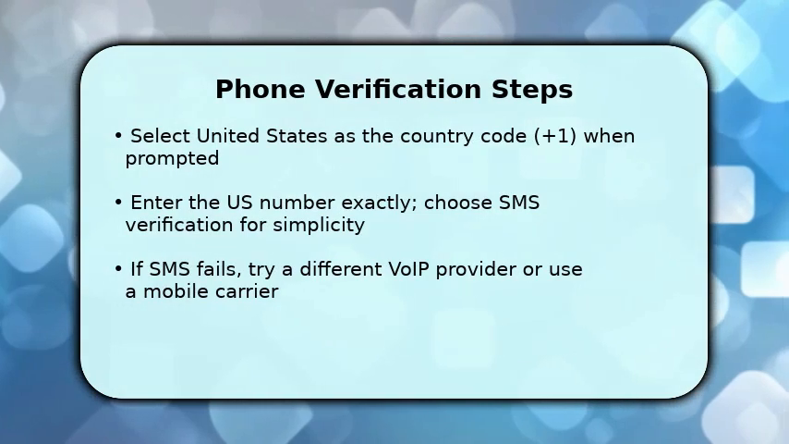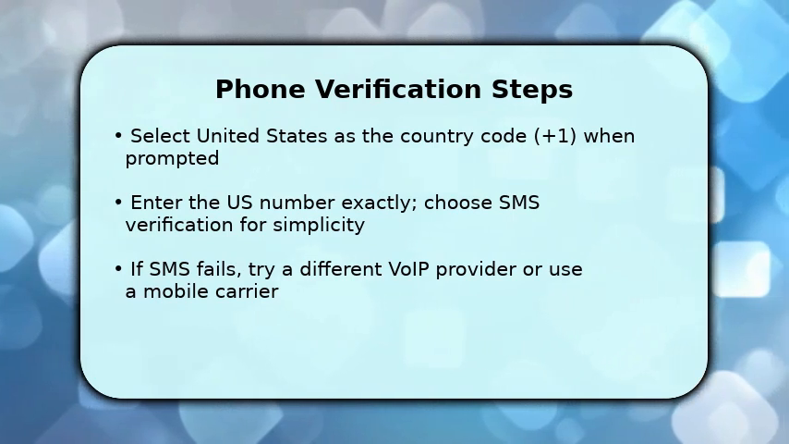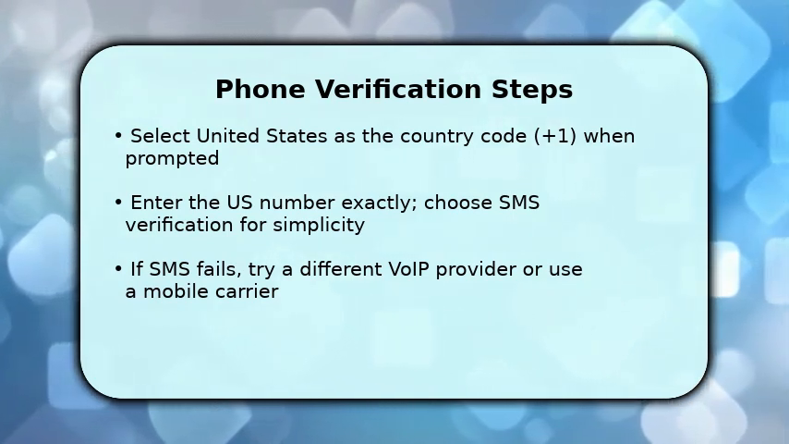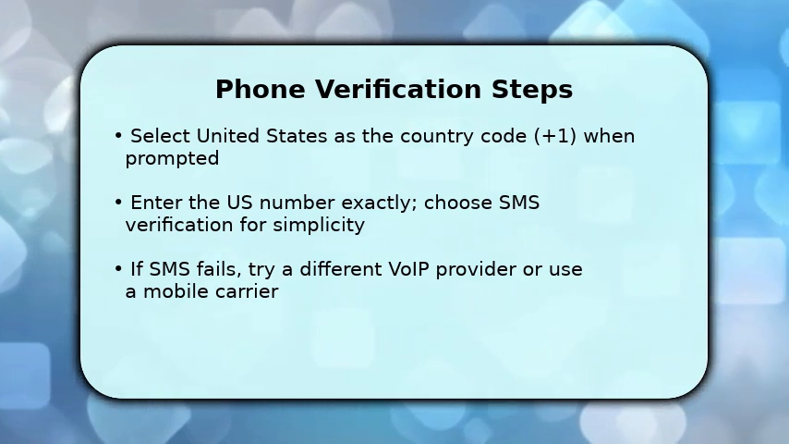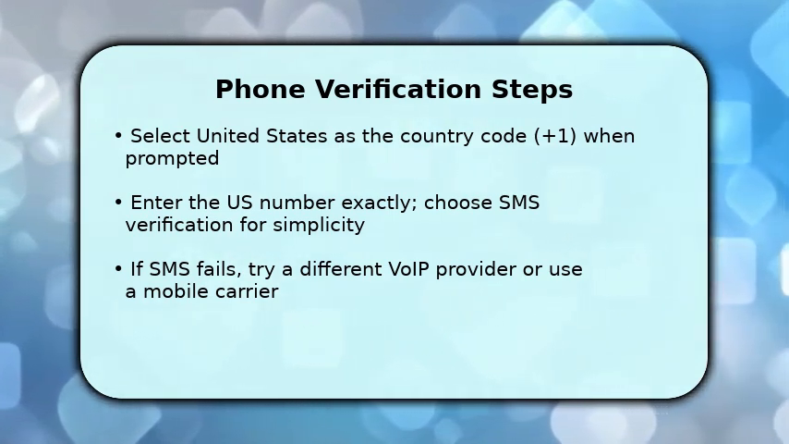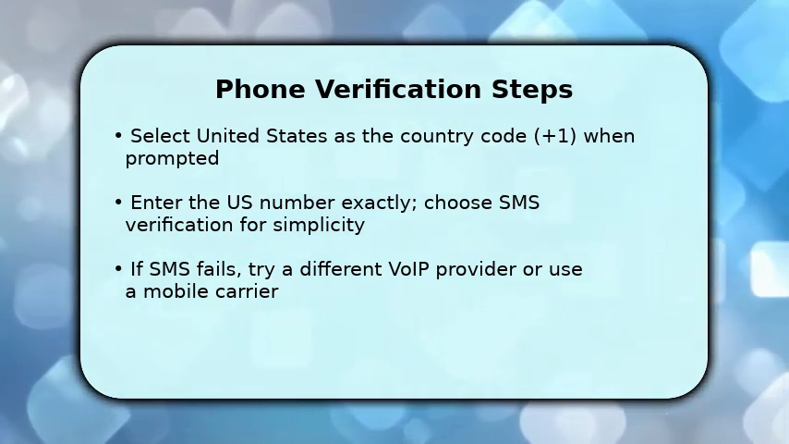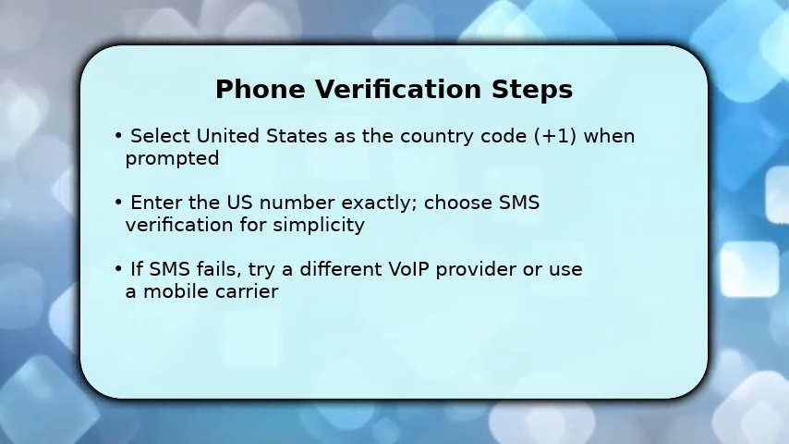Now you handle phone verification. This is the crucial middle step. When prompted, set country to United States +1 and type the US number exactly as provided by your service. You should request an SMS code. Google typically sends a 6-digit code within seconds.